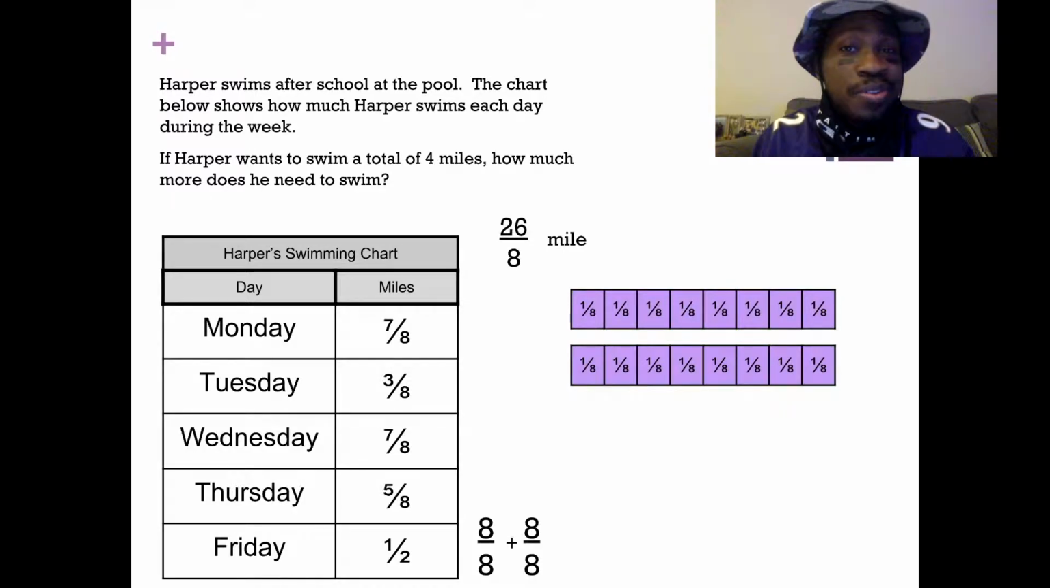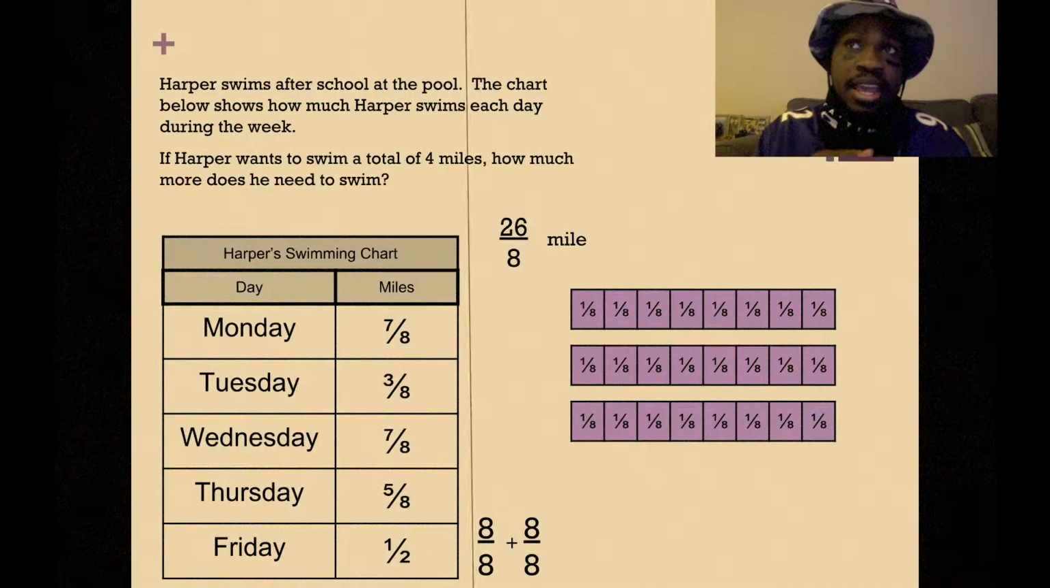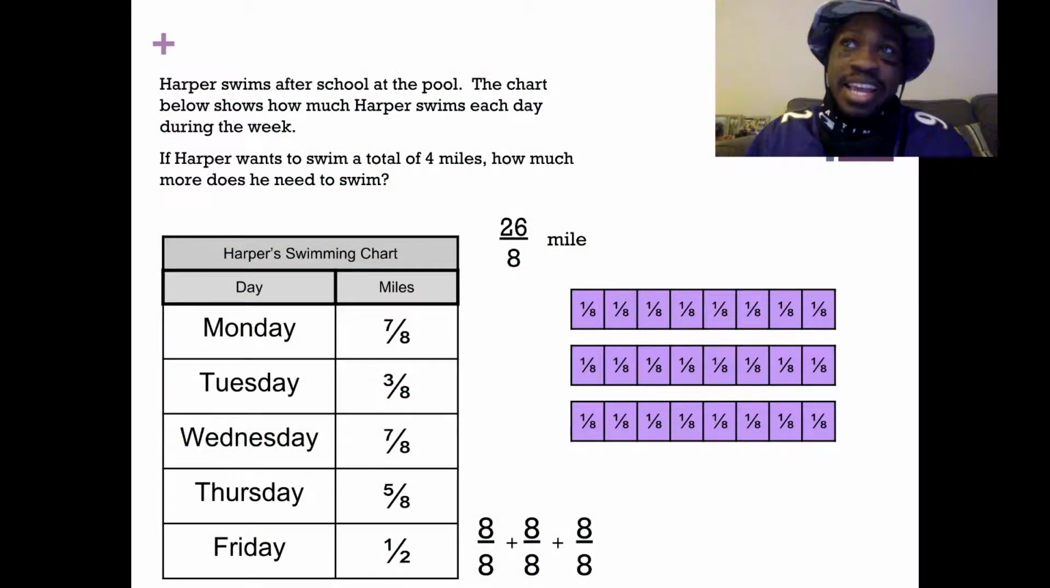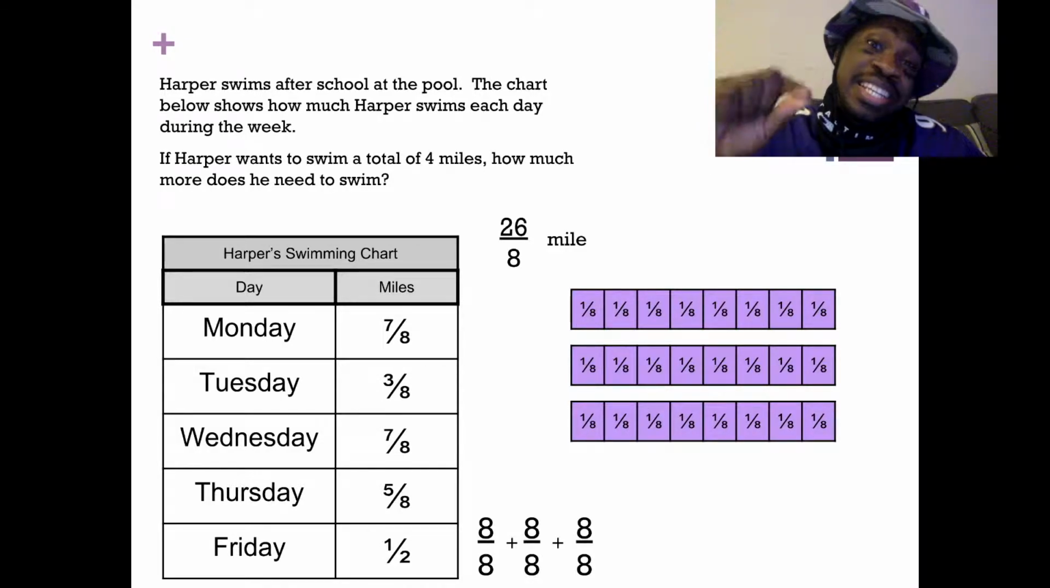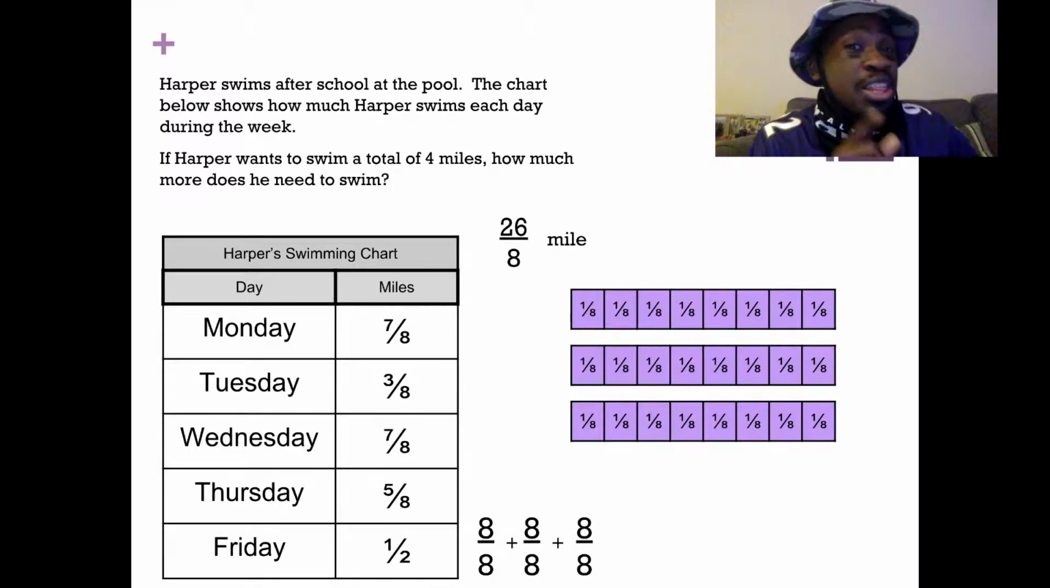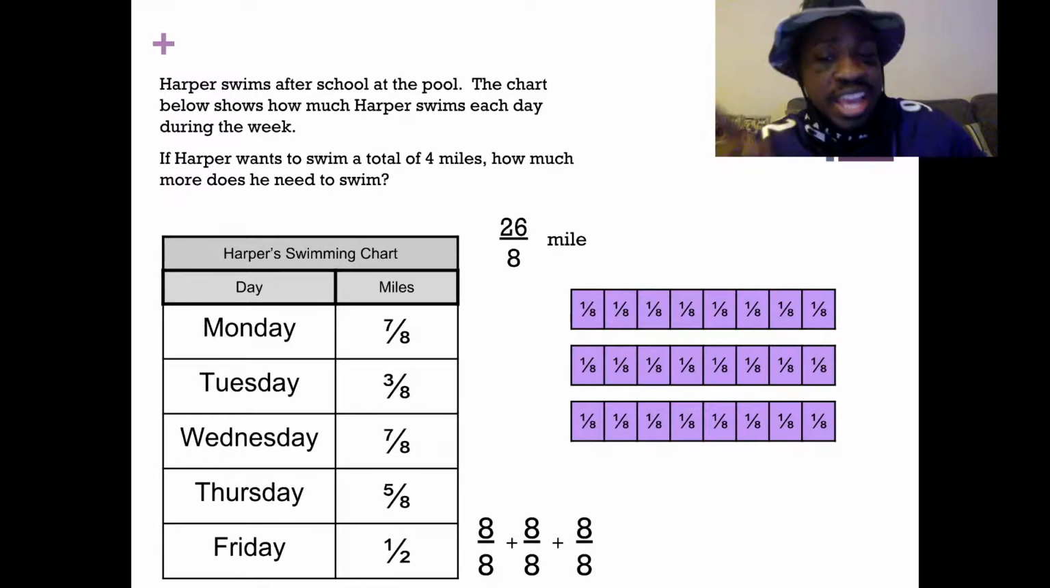What if he swam 3 miles? Well, 3 miles would be 8/8 plus 8/8 plus another 8/8. 8, 16, 24. 8/8 plus 8/8 plus 8/8 is 24/8, which is still not yet our fraction. Harper swam 26/8, which means he swam more than 3 miles because we just discovered that 3 miles is 24/8.